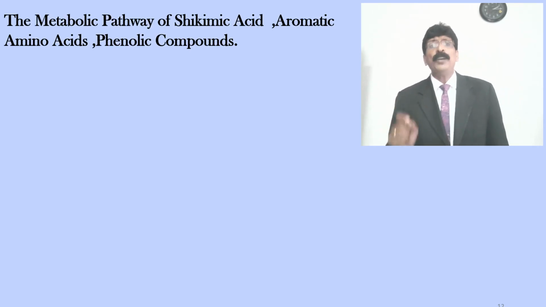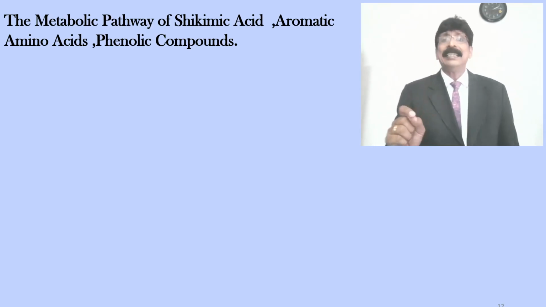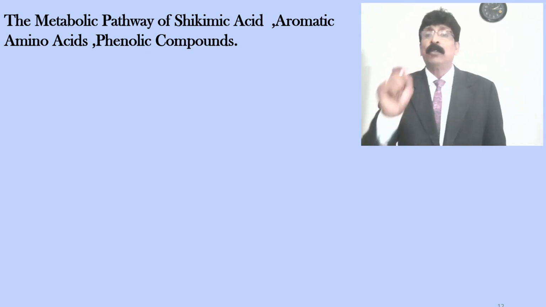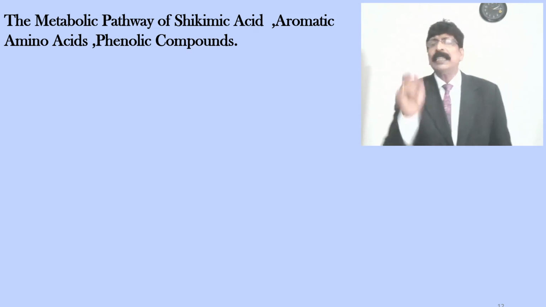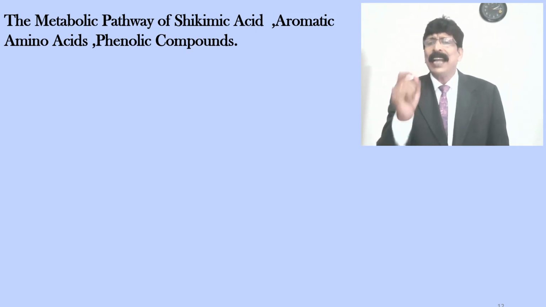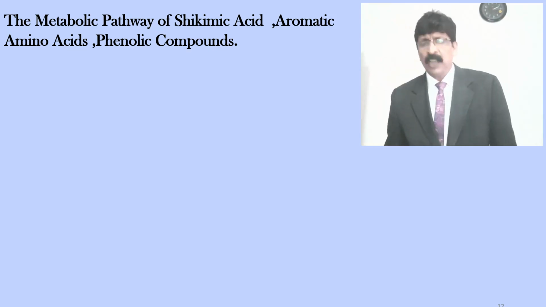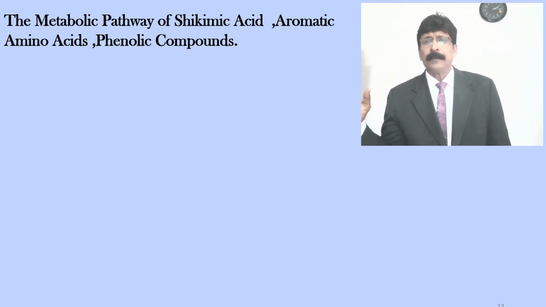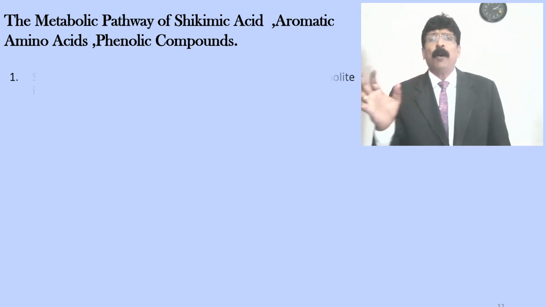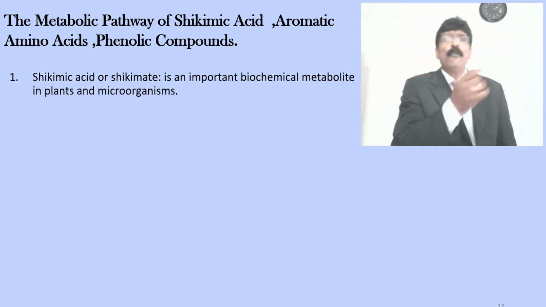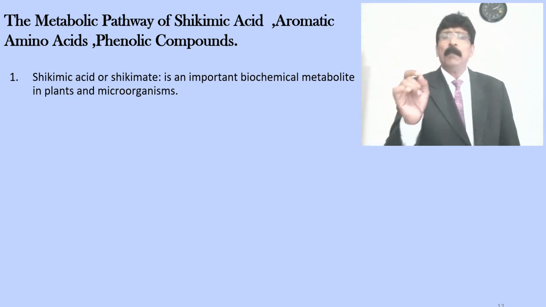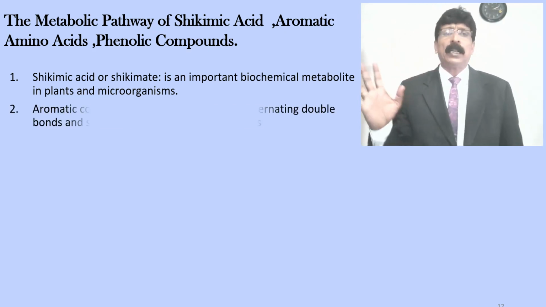So now we should know the metabolic pathway of shikimic acid, which is connected to the aromatic amino acids and phenolic compounds which are produced through shikimic acid. So we should know what shikimic acid is. There are 7 enzymes responsible to produce chorismic acid, starting from phosphoenol pyruvate and erythrose 4-phosphate. So these 2 compounds you should remember. Anyhow, we will go for the first one. Shikimic acid and shikimate is an important biochemical metabolite in plants and microorganisms.